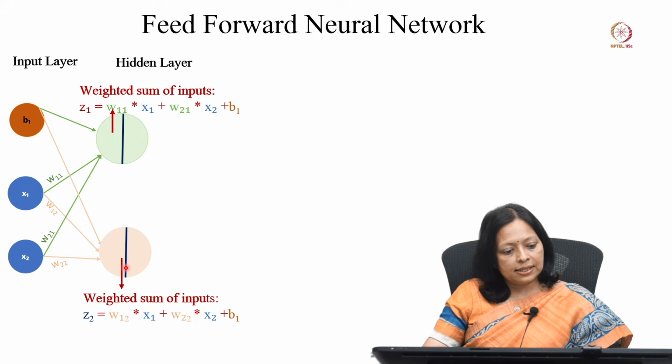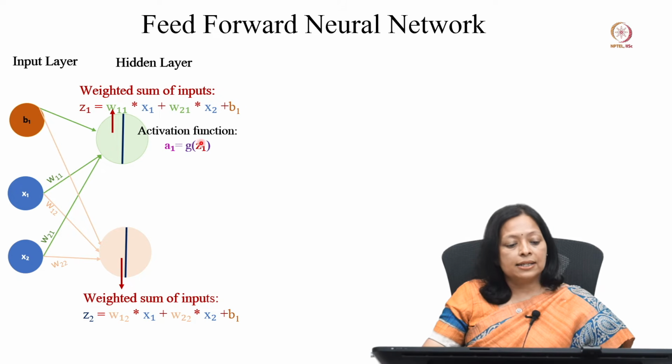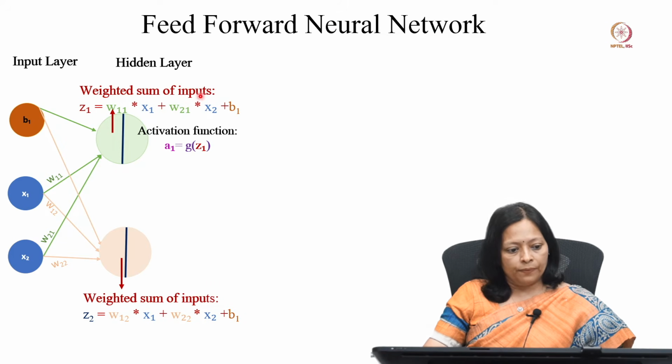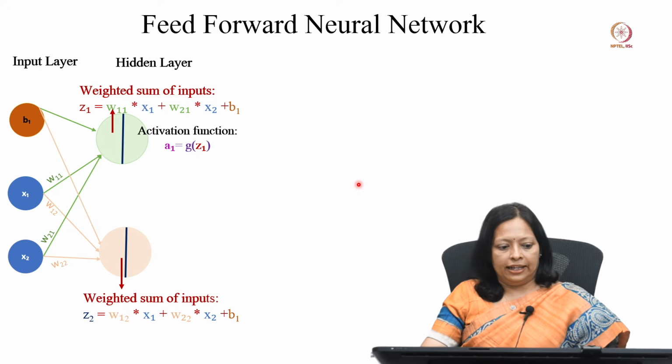Then what happens after this? After this, there is an activation function. We have not discussed activation functions till now. It will come in my next session, but for the time being we will understand that an activation function is a mathematical function which takes this weighted sum of the inputs, passes it through the mathematical function to give an output which goes to the neuron in the next layer.